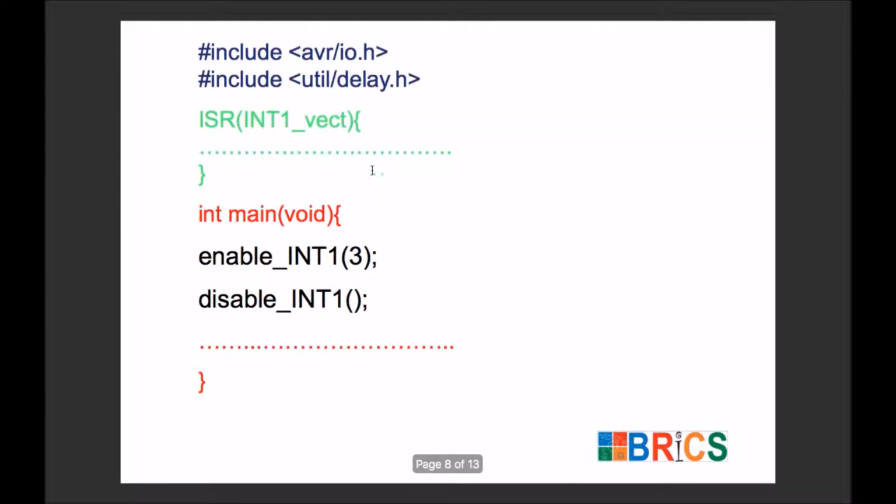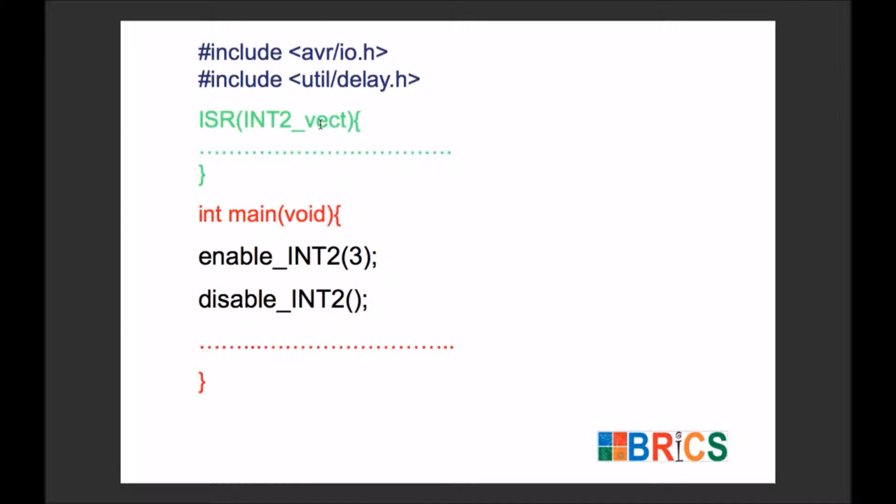Similarly, we can create an ISR for interrupt 1. Here you can see that this is the ISR, and here I have written the vector name of interrupt 1. Here also we have enabled interrupt 1 with the condition rising edge, and this is the function to disable it. So whenever we want to disable, only then we need to call this. Here we have the ISR for interrupt 2.